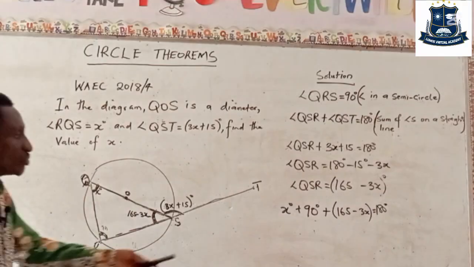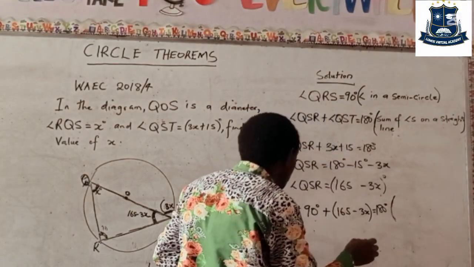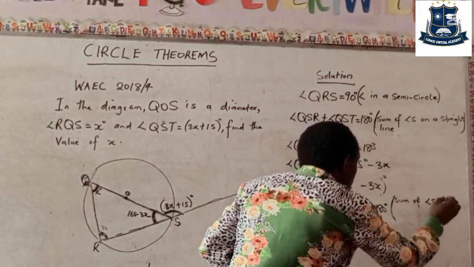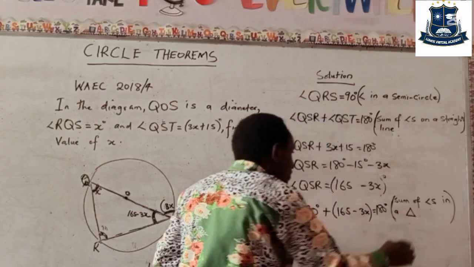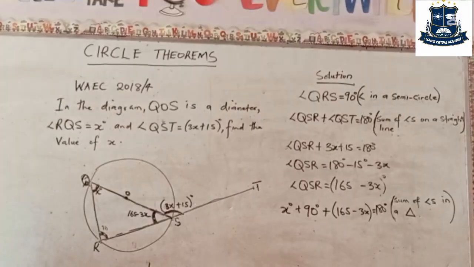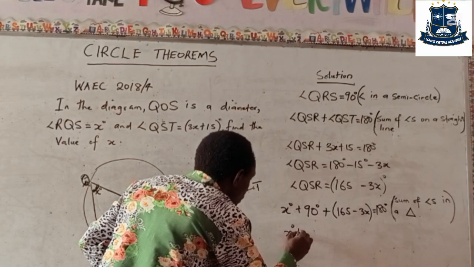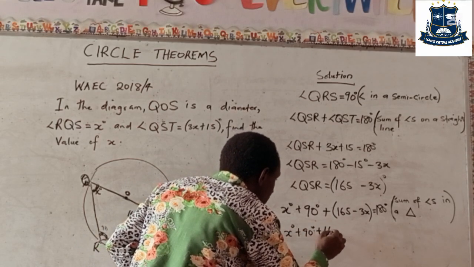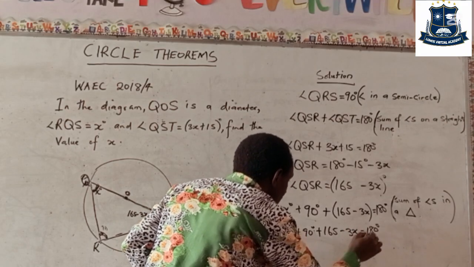Why are you making these statements? You put your reason inside the bracket. Because they are the sum of angles in a triangle. I can decide to put this triangle symbol to show that; I don't have to spell triangle. So now let's find x. I have x plus 90 degrees plus, open the bracket, 165 minus 3x equals 180 degrees.